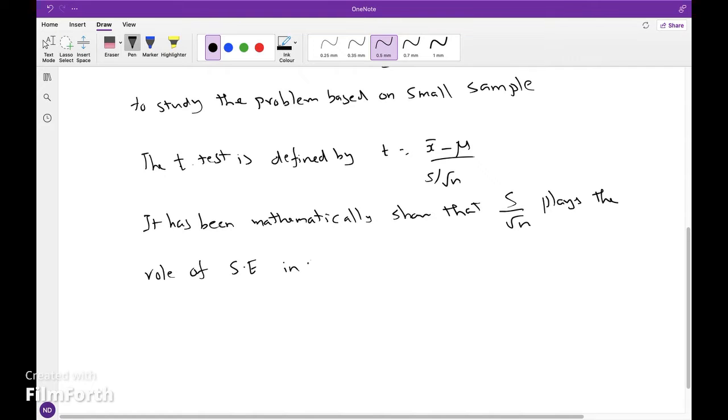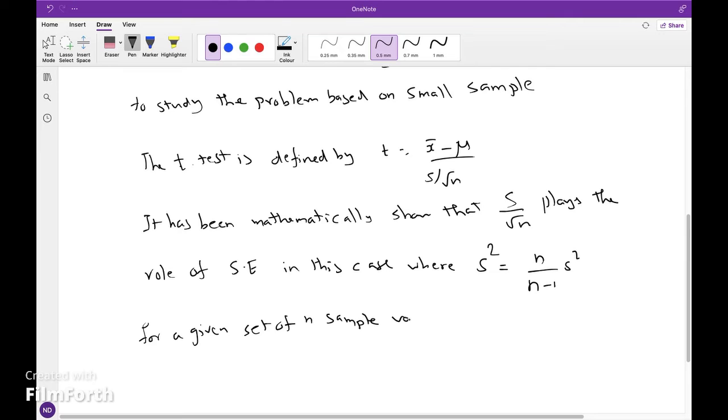In this case, s squared is equal to n by n minus 1 into small s squared, where small s is the standard deviation of the sample, or equivalently, for n sample values, s equal to square root of summation of x minus x bar the whole square divided by n minus 1. Here s is the estimated standard deviation of the population based on the sample values.